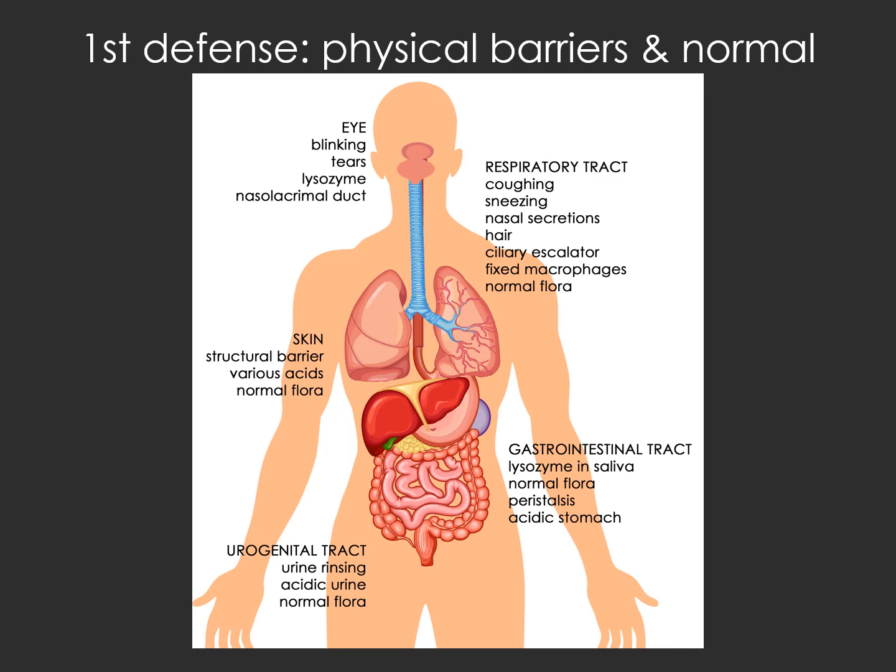In addition to being a physical barrier, lots of acids are produced by glands in the skin that inhibit the growth of microorganisms. And again, you've got a tremendous amount of normal flora there that will crowd out would-be pathogens. The last place that we're going to discuss that is open to the external environment is the eye.